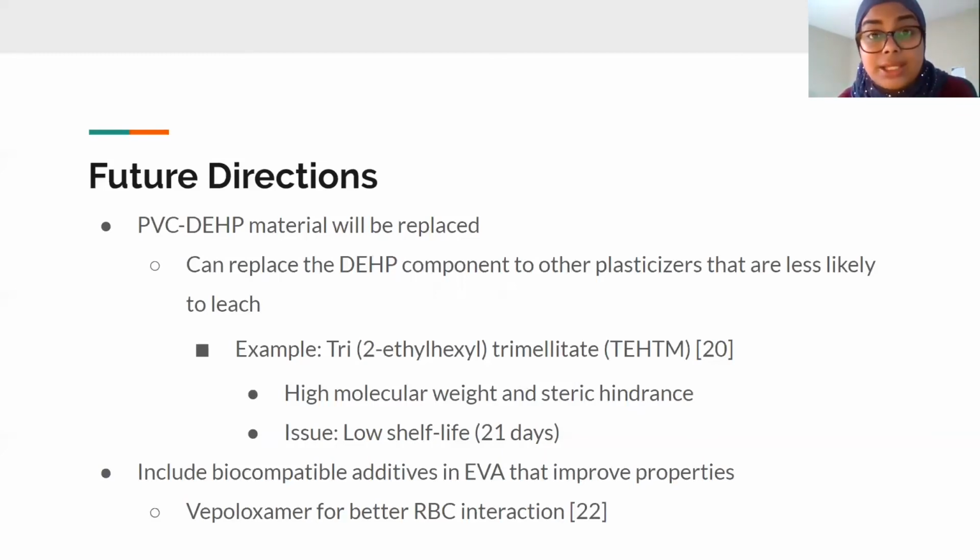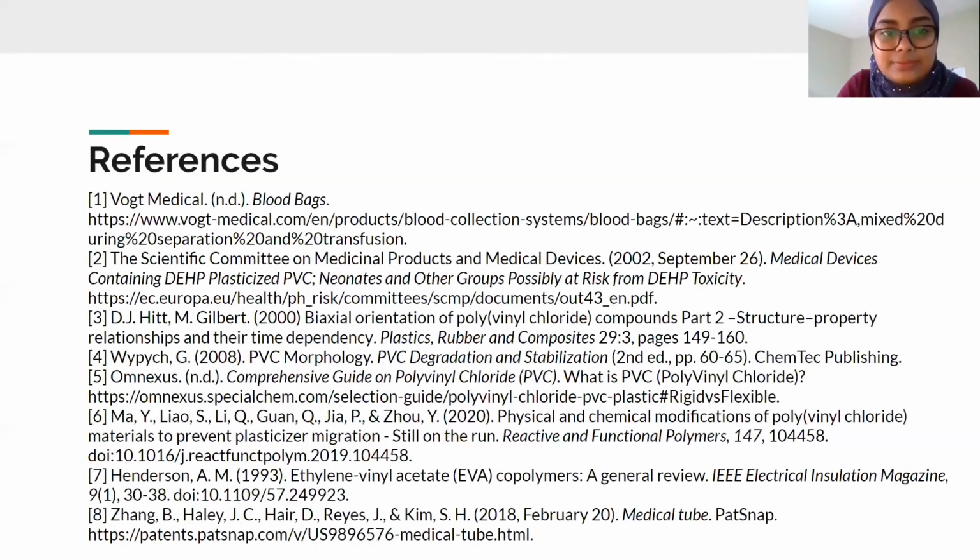Another change could be to the EVA material by including additives that improve its properties. One such additive could be vepaloxamer, which studies have shown have been able to reduce hemolysis significantly and red blood cell coagulation. Here are our references.